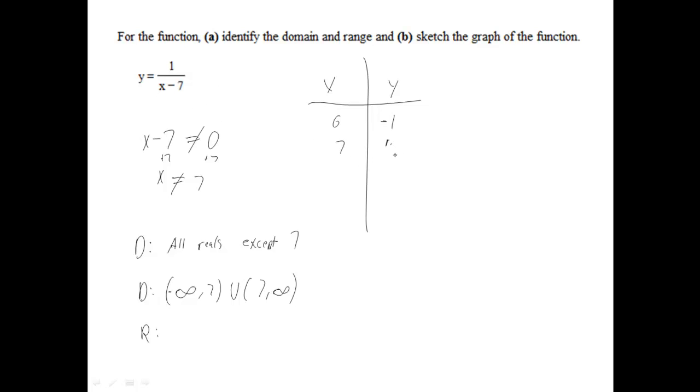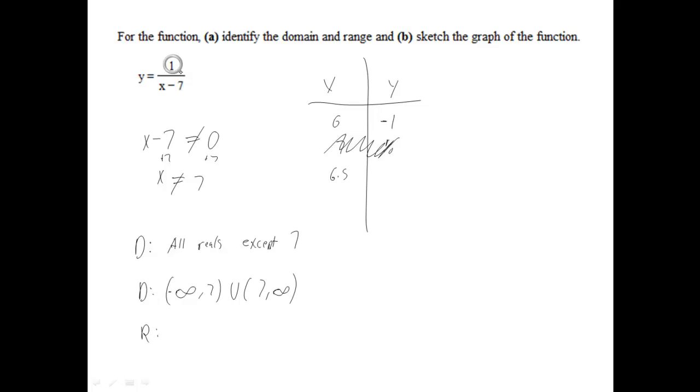But I want you to picture this. Let's say we did 6.5, okay? Well, 6.5 minus 7 would give you negative 0.5. When you divide 1 by negative 0.5, you actually get negative 2.